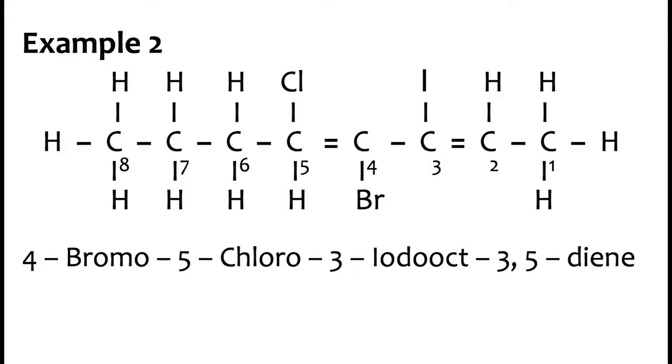At carbon 4, we have a bromo. At 5, we have a chloro. At 3, we have an iodo. If it is iodine, we call it iodo. If it is bromine, we call it bromo, as the case may be. You will recall this from our previous lessons.